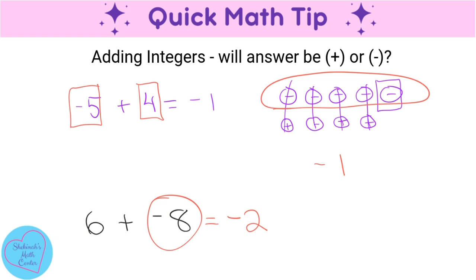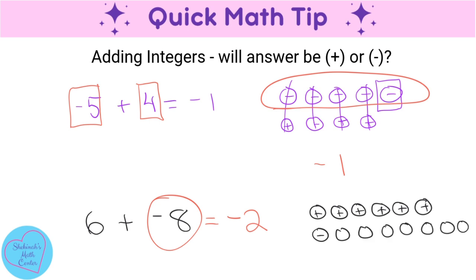And we can double check this with chips. We have 6 positives, and then we have 8 negatives. If we eliminate 0 pairs, we are left with a -2.